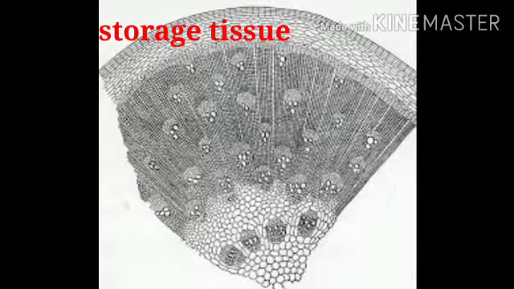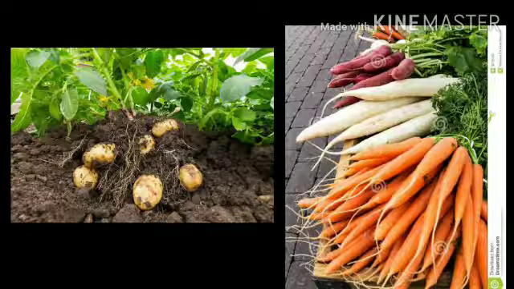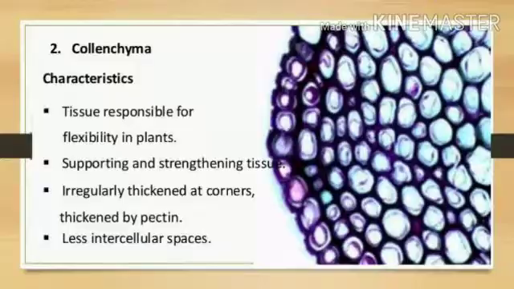And some of the parenchyma tissue participates in storage function. It stores the food materials or waste products. If we see the potato, carrot and radish, the starch is stored in the parenchyma tissue, which is called storage tissue. So the parenchyma that stores food is called storage tissue.